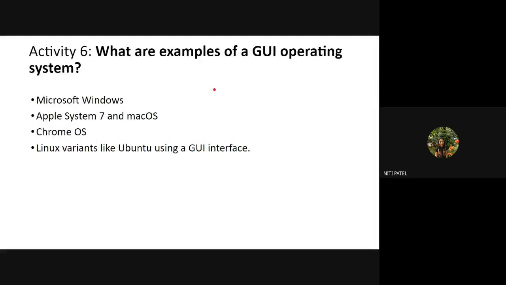Okay, now we have many examples of GUI operating systems. Windows is an example, your Mac operating system, Chrome OS, Unix versions like Ubuntu. All these are GUI based operating systems. GUI based does not mean that they do not support command prompt. They support commands also and they support GUI also.